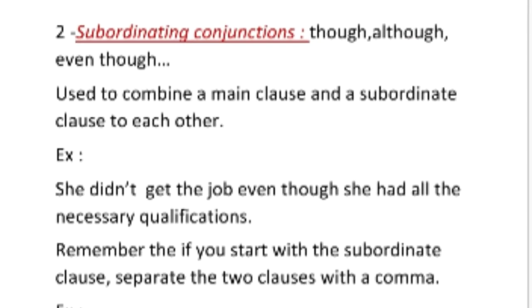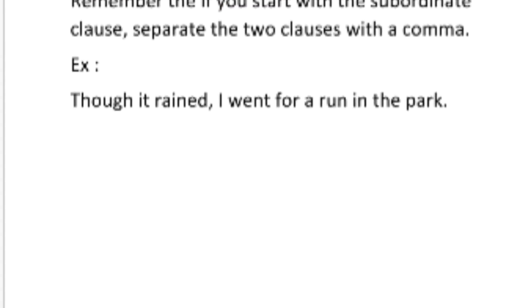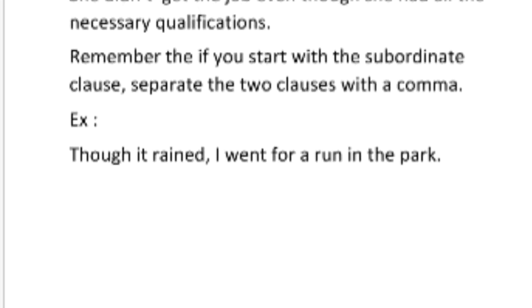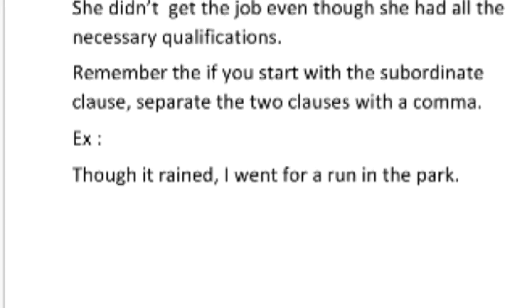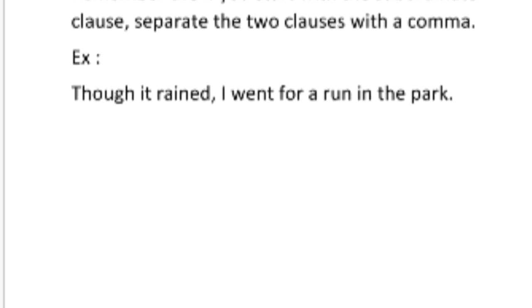Let's take a look at the second example. Here we start the sentence with the subordinating conjunction. Though it rained, I went for a run in the park. Remember, if you start with the subordinate clause, separate the two clauses with a comma.